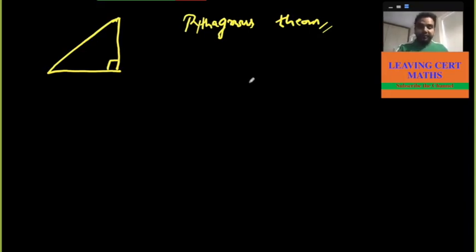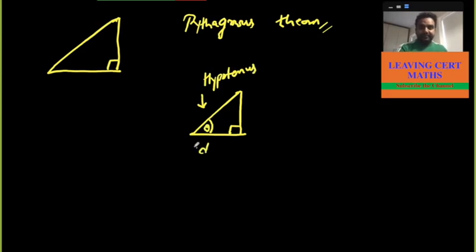Suppose you have a right angle triangle, this is 90 degree, right? Now, what do you call this one? Slanted. This is called hypotenuse. Hypotenuse, okay. And if this is your angle theta, this is called adjacent. And this is called opposite, right? I'm just writing OP. Okay, now clear.